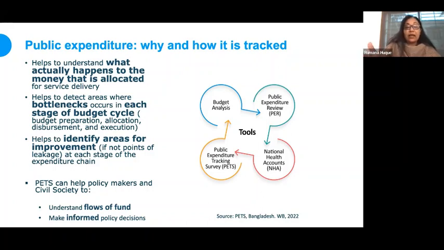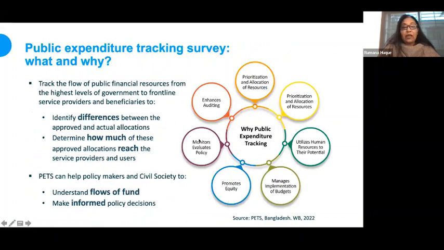And here there is an opportunity to tally or compare what has been planned as budget and what has been spent. That tracking really helps the policymaker to see what is actually happening at the facility level and how to improve that. So PETs, as we're saying, can help the policymakers and civil society to understand the flows of funds and make informed policy decisions. More or less the same points, on how it helps the policymakers in different ways, that is why we do public expenditure tracking.